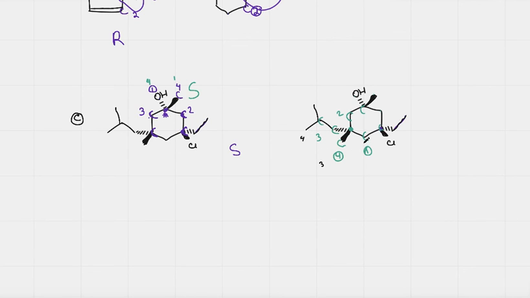So next, what are you going to do? Are you going to connect 1 through 3? 1, 2, 3. And it looks like it's going in the S direction. It's going counterclockwise. But because my fourth group was not on a dash, I have to say the opposite stereochemistry. And the opposite stereochemistry of S is R. So I go ahead and I assign R to this carbon.